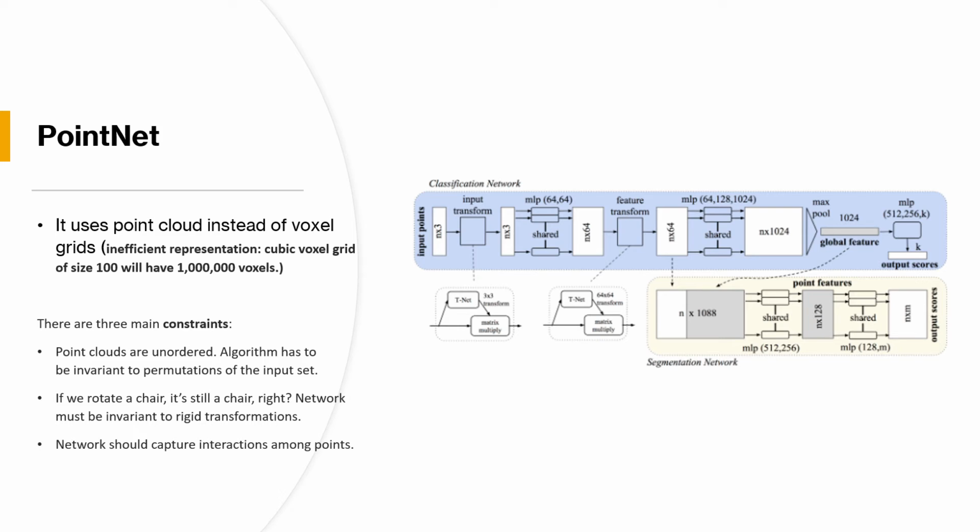But the problem now is that with point clouds, there are three main constraints that appear. So point clouds are unordered. When you do this sampling, these points are unordered. So the algorithm needs to be invariant to different combinations of the points, or permutations, in the input set. Also, for example, if we rotate a chair, it is still a chair. You are just looking at it from another point, or you are looking from an upside view or a left side view, but it is still a chair. And finally, the network needs to be able to capture the interactions among all these points.